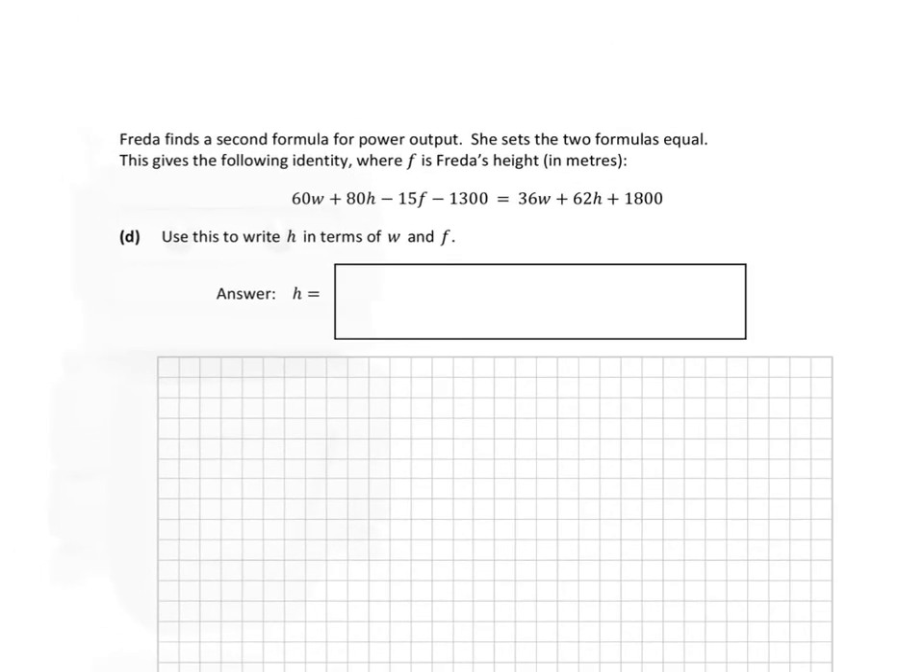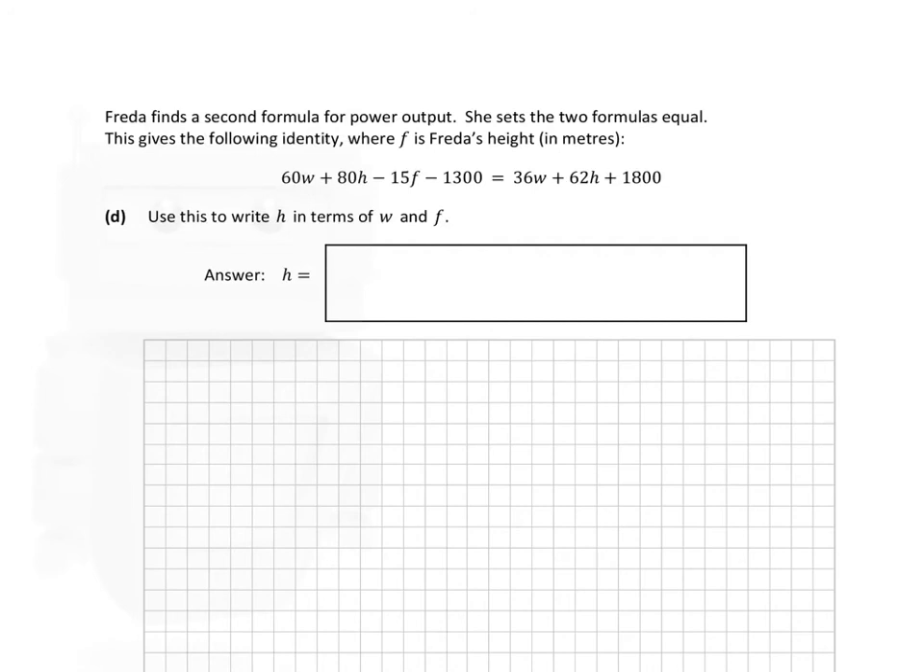Okay, the next one. Frida finds a second formula for power output. She sets the two formulas equal. This gives the following identity where F is Frida's height. So we should use this to write H in terms of W and F. So we have to rearrange everything here. So we're just left with H's on the left and everything else on the right. Okay, so first thing I'm going to do is I'm going to circle 60W, and I'm going to bring it over here, and it's going to change signs. I'm going to leave the 80H there. I'm going to circle minus 15F. I'm going to bring that over there as well. And I'm going to circle minus 1300, and I'm going to bring that over to this side as well.